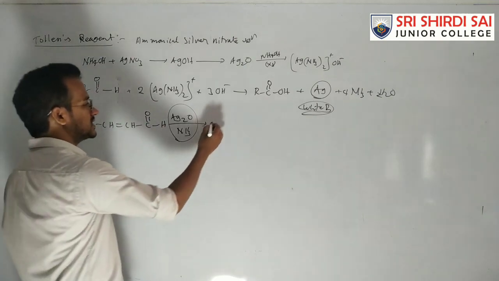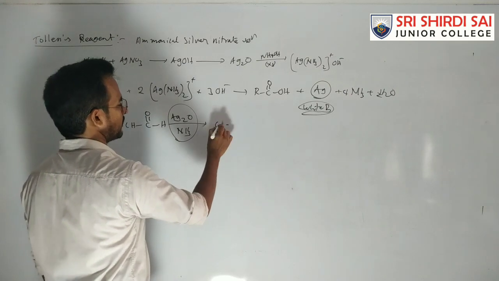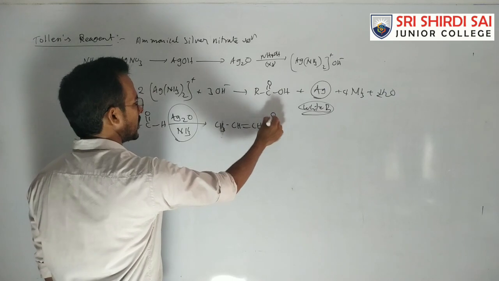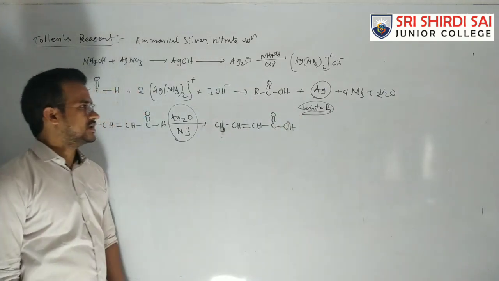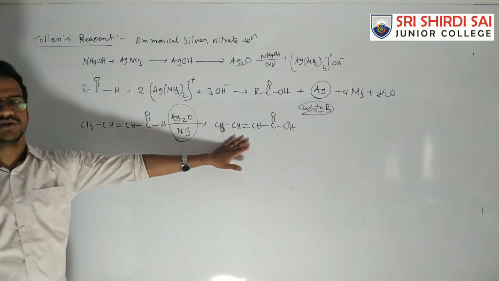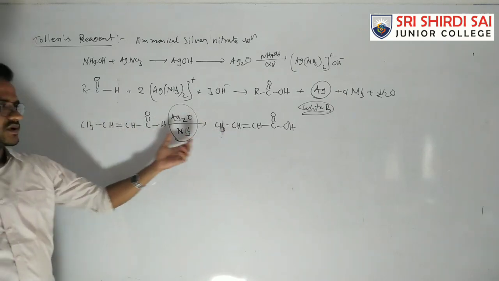In this case, CH3 CH double bond CH C double bond O H, this alpha beta unsaturated carbonyl compound is converted to alpha beta unsaturated carboxylic acid. Here this double bond is not affected.